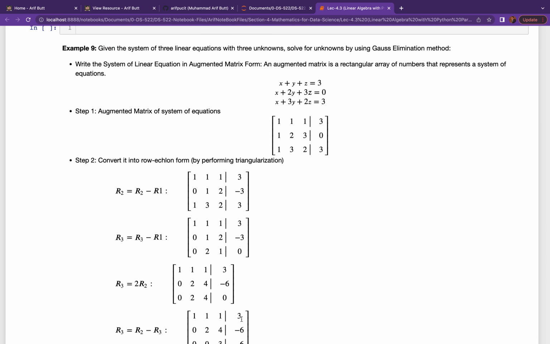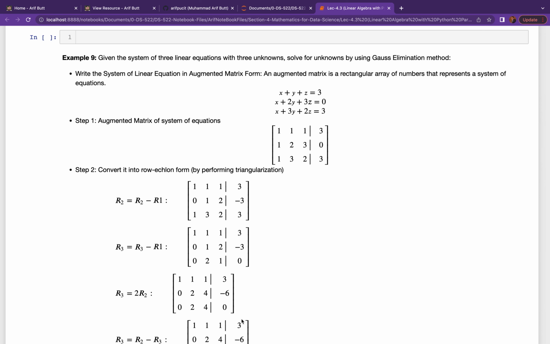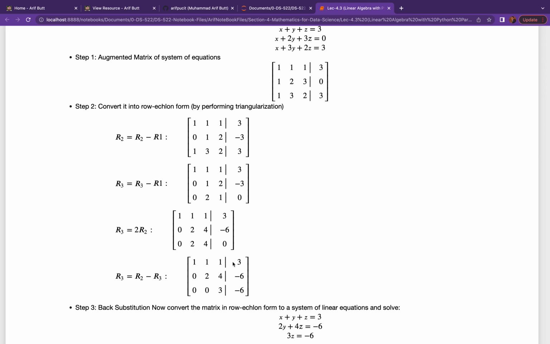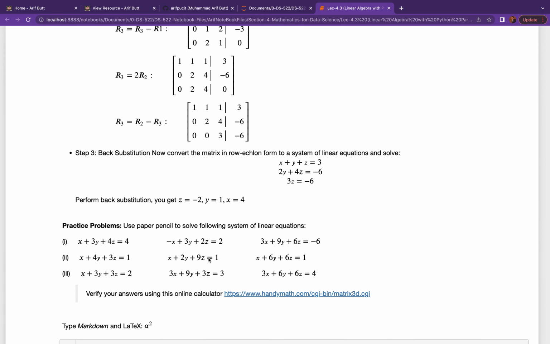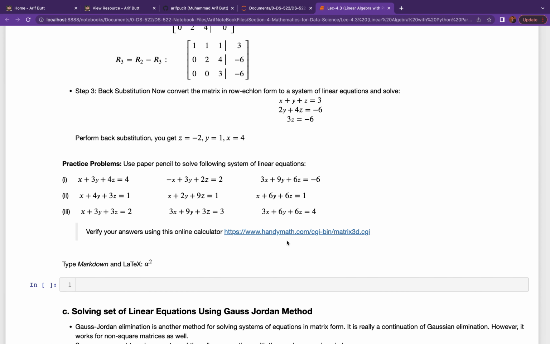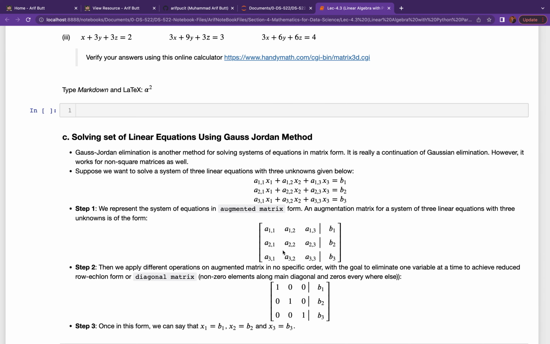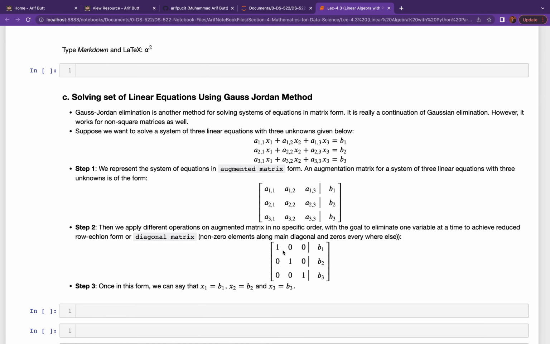So this is what this Gaussian elimination is. So we get the system of linear equations into augmented matrix form and perform various operations to bring the equation in this triangular form, and then we do the back substitution. My dear friends, please do practice these three problems, and you can verify your answer using this online calculator as well. Anyway, let me move on to the next technique, and that is Gauss Jordan method.